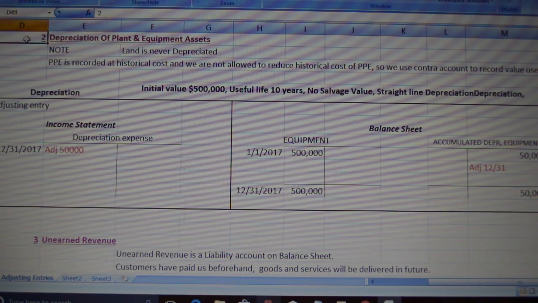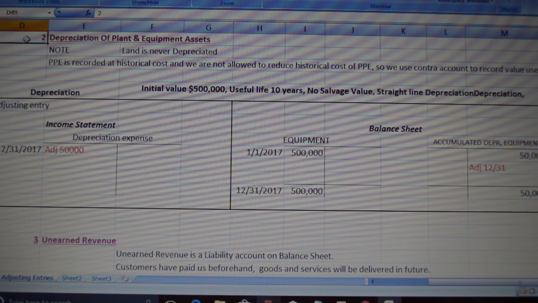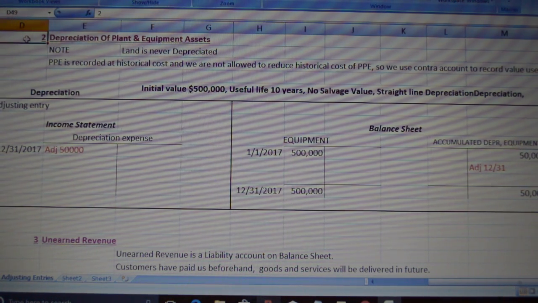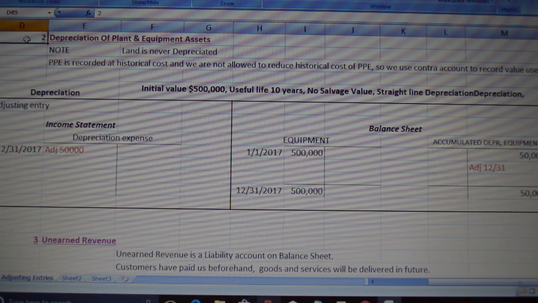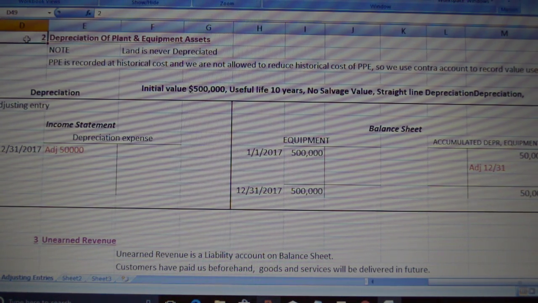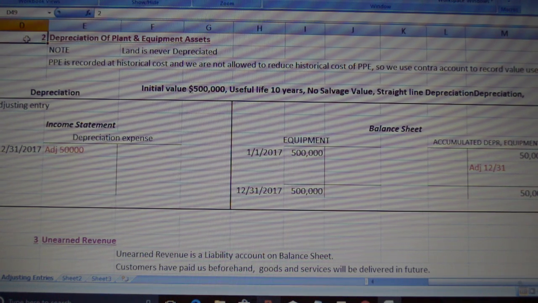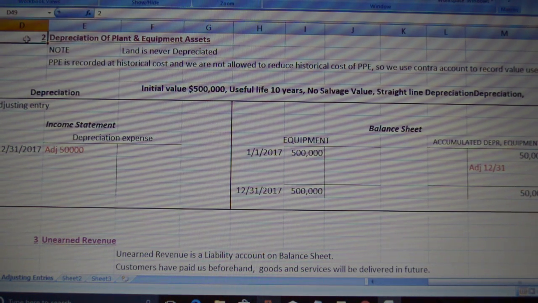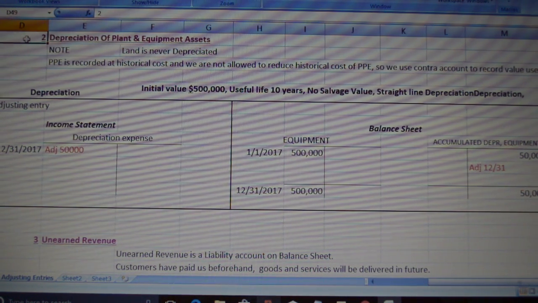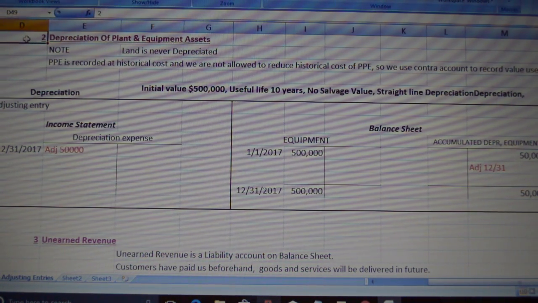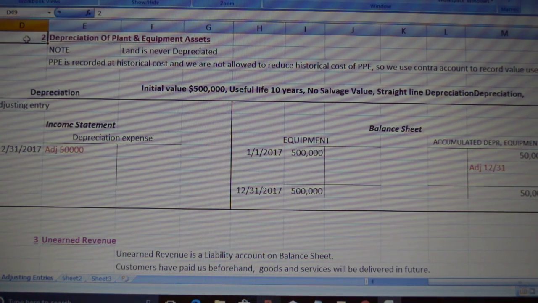Let's take the example of depreciation. Our company has bought an equipment and that equipment costs us $500,000 when we bought it. The useful life of the equipment is 10 years and there is no salvage value. Salvage value is whether, after 10 years, there will be any value left over to that equipment. And in this case, there is no salvage value. We are going to use the straight line depreciation, which means that 500,000 divided by 10 years will give us the depreciation expense for each year.